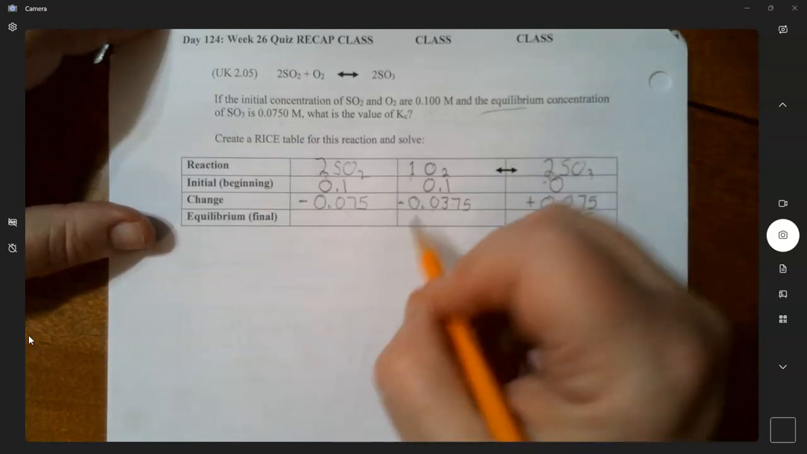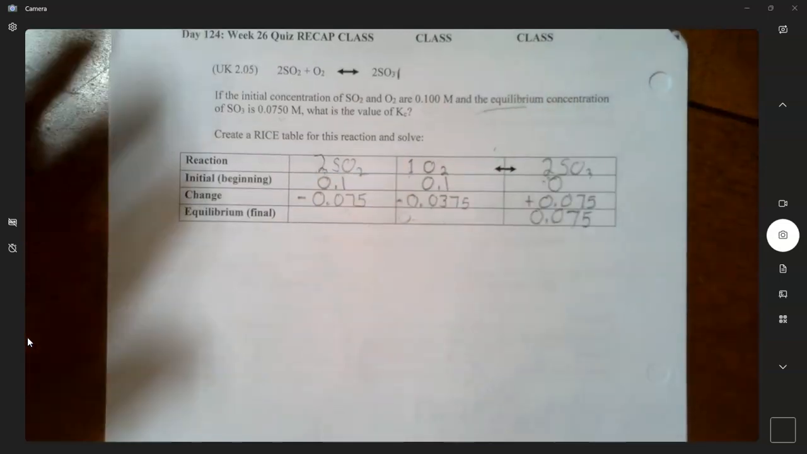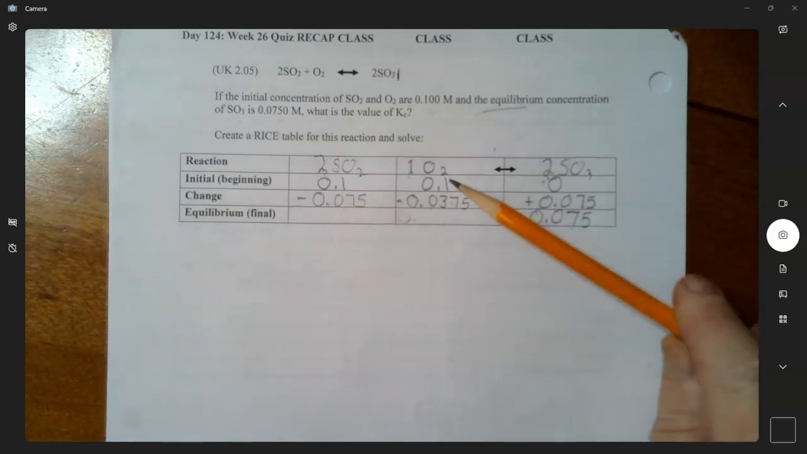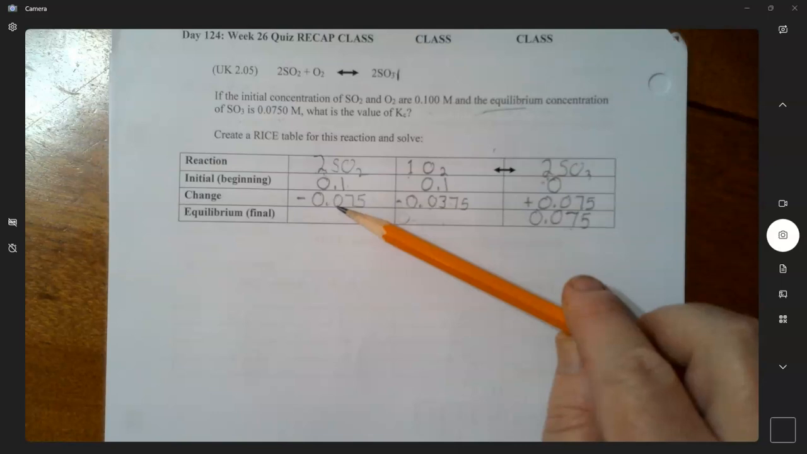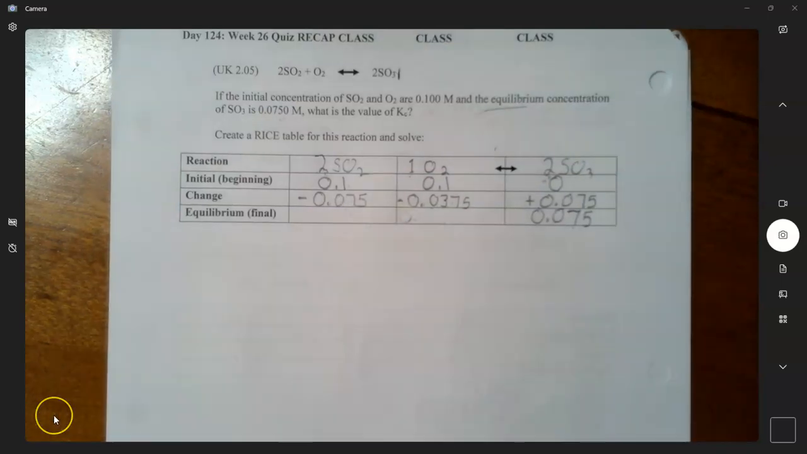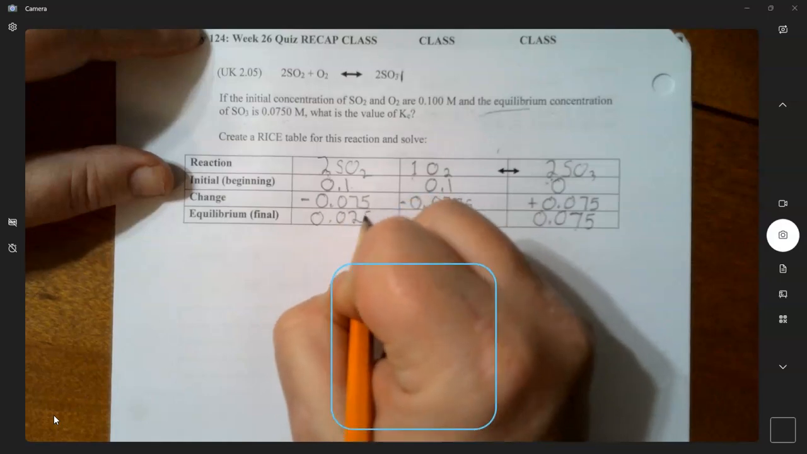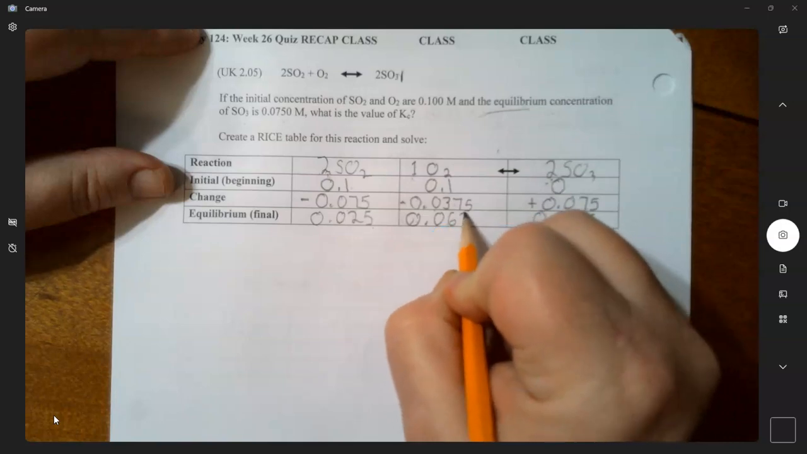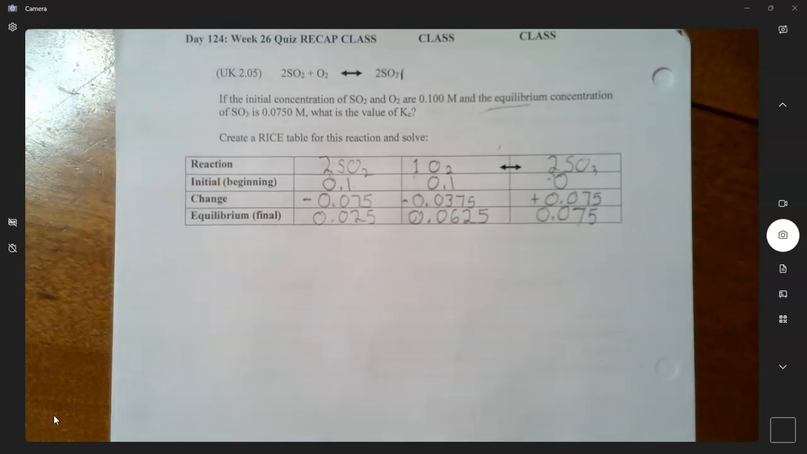So now we just do a simple subtraction, and we just go ahead and do it. We don't write it as I was about to do. So let's go ahead and do the subtraction. So it's going to be 0.1 minus 0.0375 and 0.1 minus 0.075. Okay, and what we get here is 0.025, and what we get over here is 0.0625.